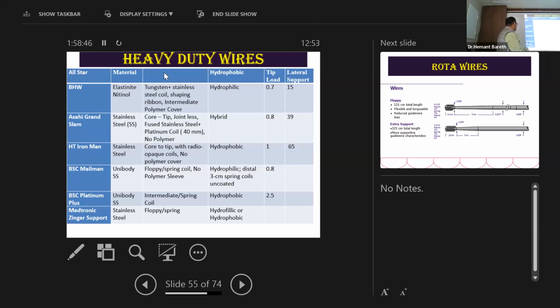Other things are now Platinum Plus and Mailman. They're not available in India now. They are only available in the US. So I think this is clear.